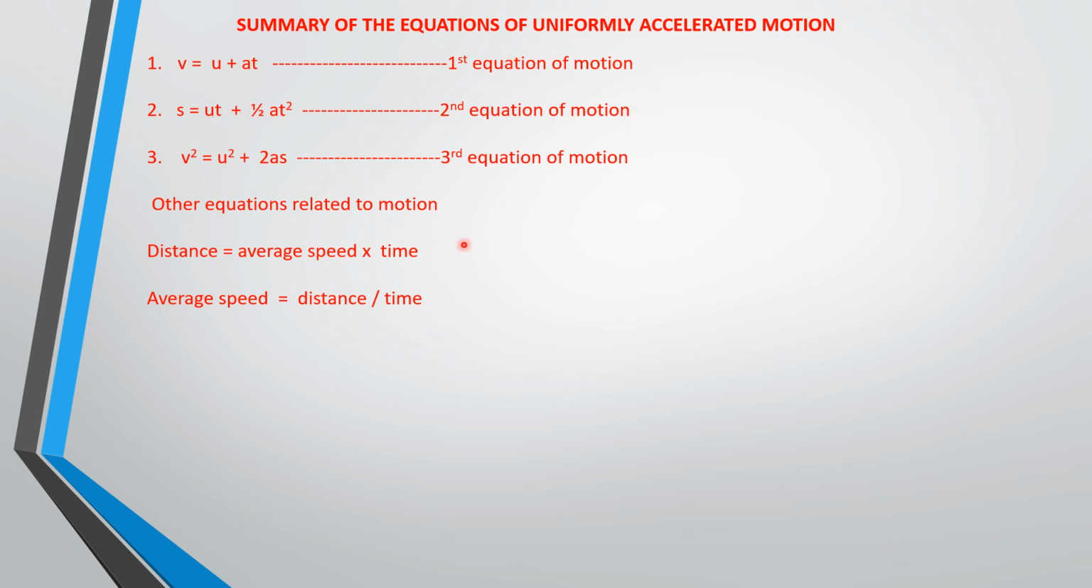Also, there are other equations that we have discussed. We have discussed that distance equals average speed times time, and that average speed is distance all over time. So these are the summary of the equations that we have discussed. In our next class, we'll be carrying out calculations using these equations that we have derived and discussed so far.